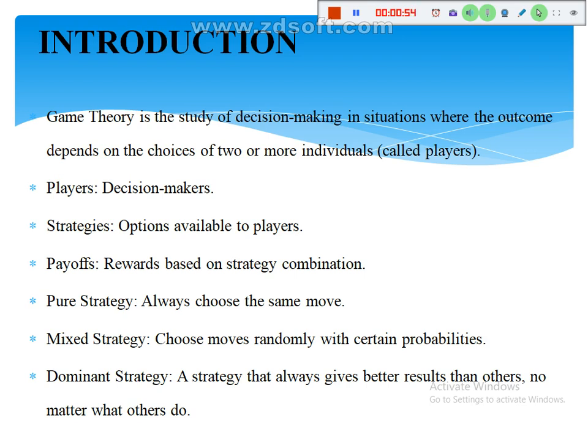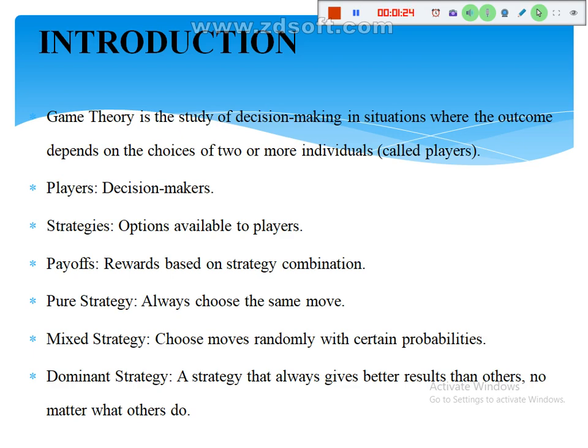First one is players. Players are decision makers. It may be individuals, firms or countries. Next one is strategies. Strategy is the plan of actions each player can take. Then payoff. Payoff means rewards or result based on the strategy combination. Then in game theory we are using three types of strategies: pure strategy, mixed strategy and dominant strategy.